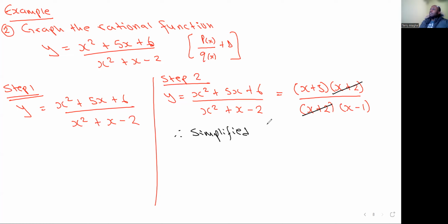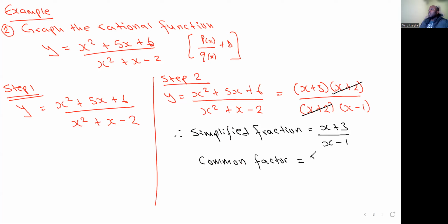The simplified fraction here, in this case, is going to be x plus 3 divided by x minus 1. And we have the common factor, the one we struck out in this example, which is x plus 2. Also, I told you in the video when we were talking about holes that in order to find the hole, you use the common factor. The common factor we had here was x plus 2, and you equate it to 0 to get a hole.